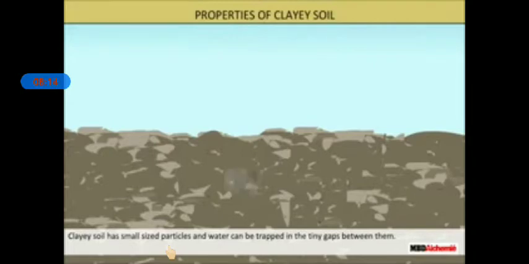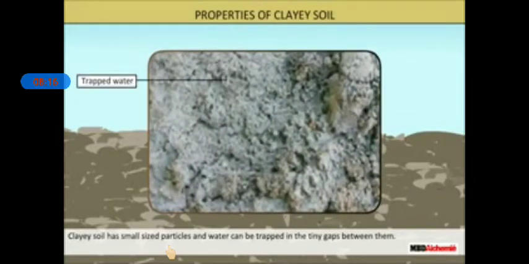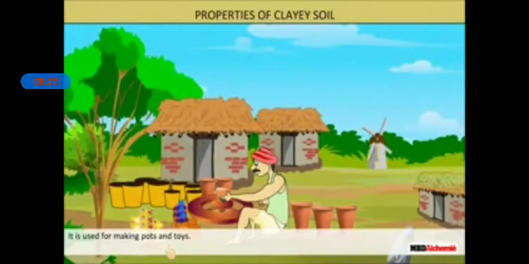Clayey soil has small-sized particles and water can be trapped in the tiny gaps between them. Hence, clayey soil is heavy and holds more water. It is used for making pots and toys.